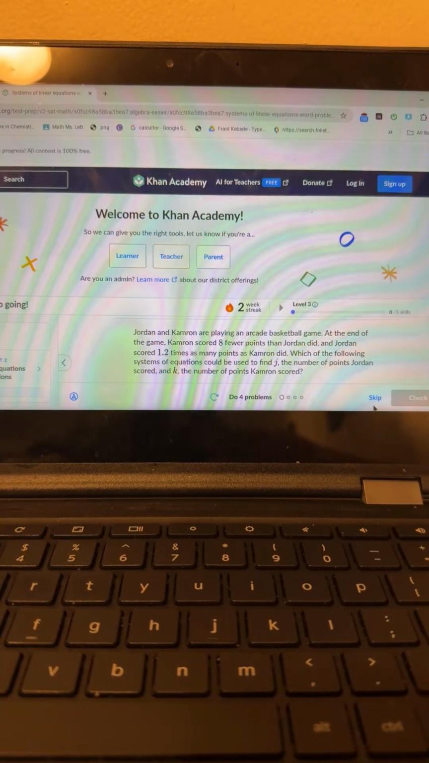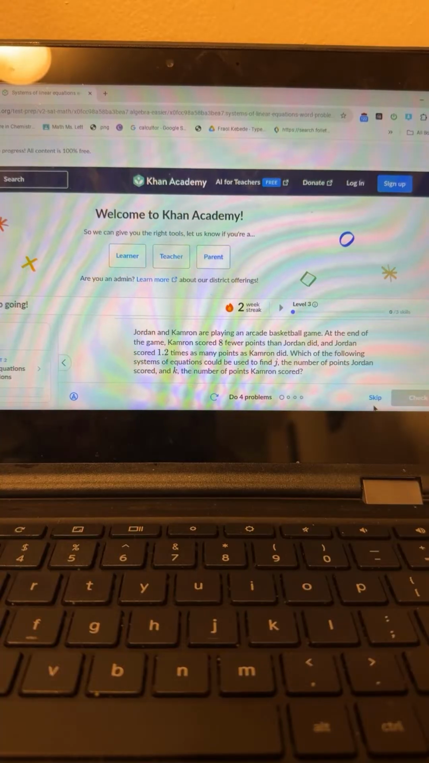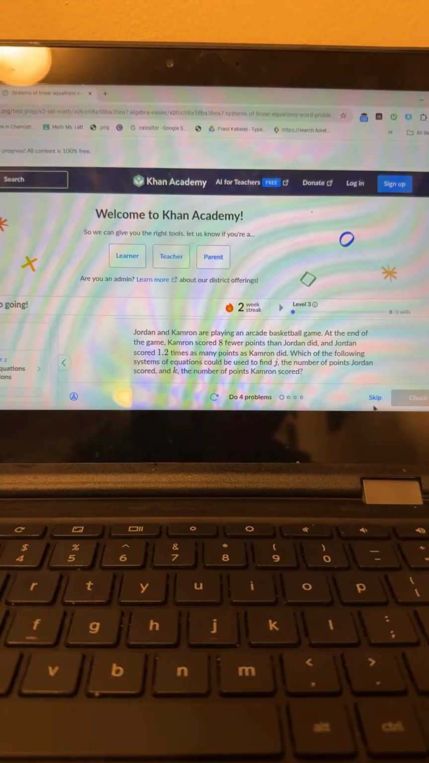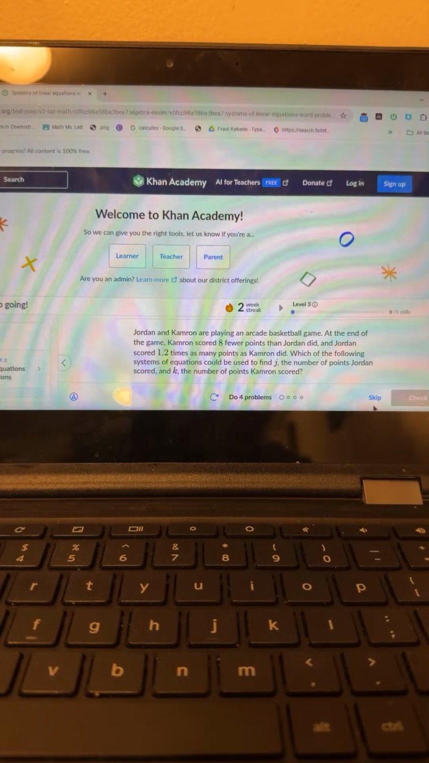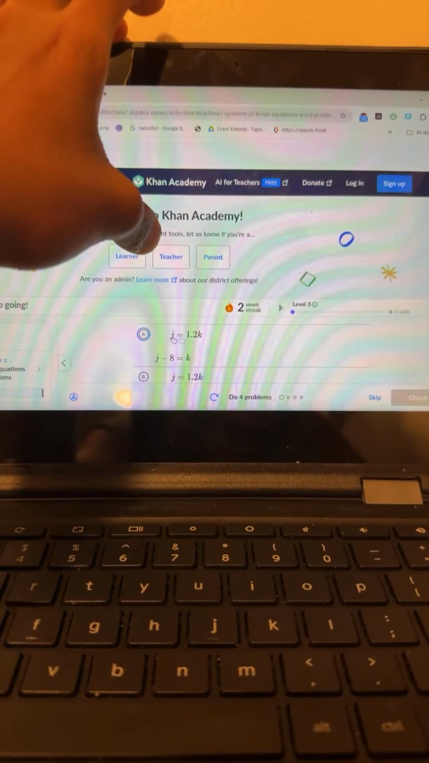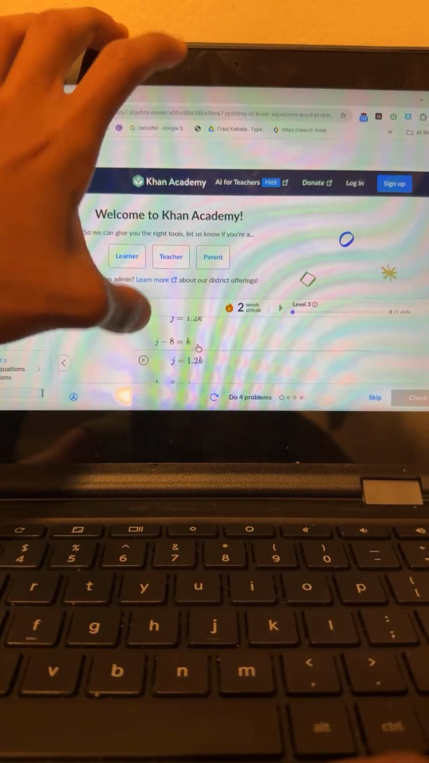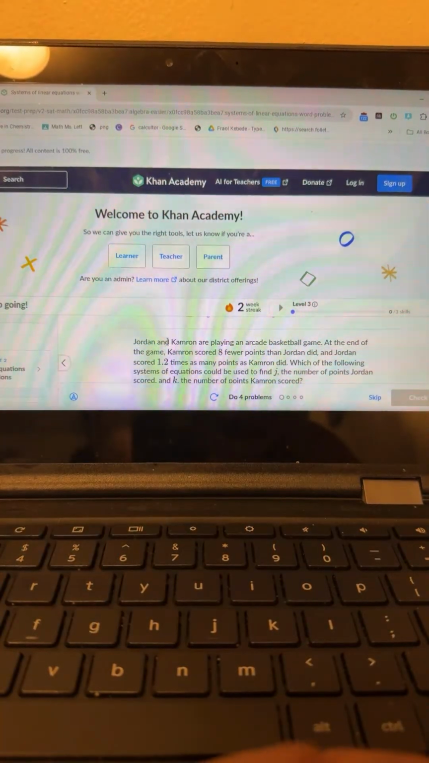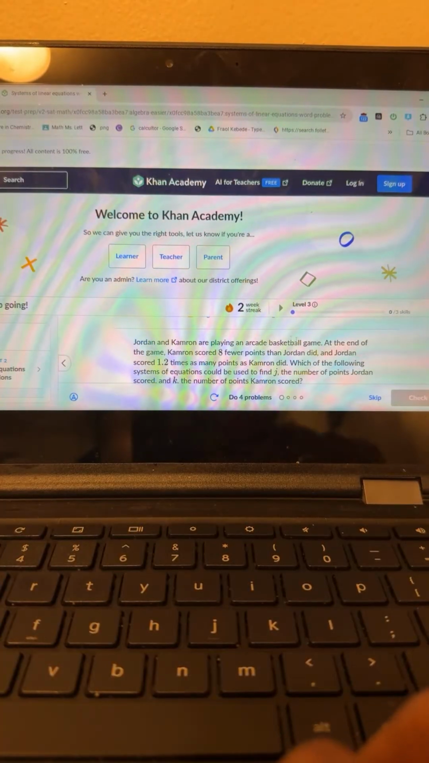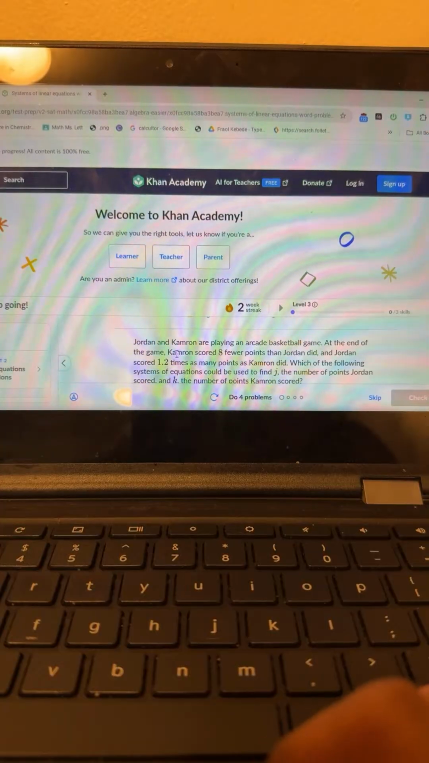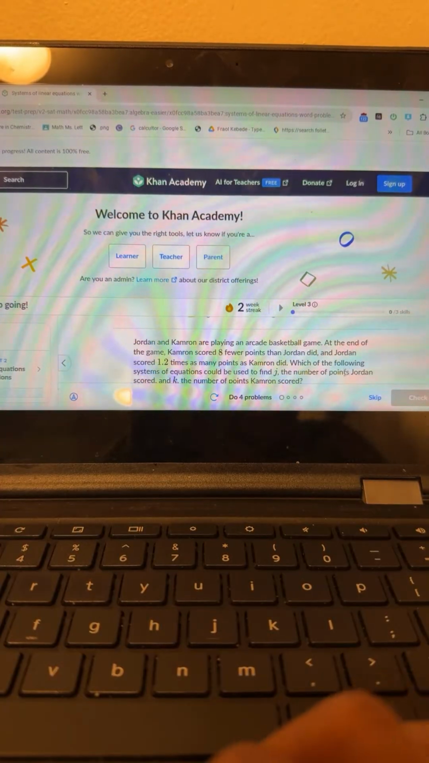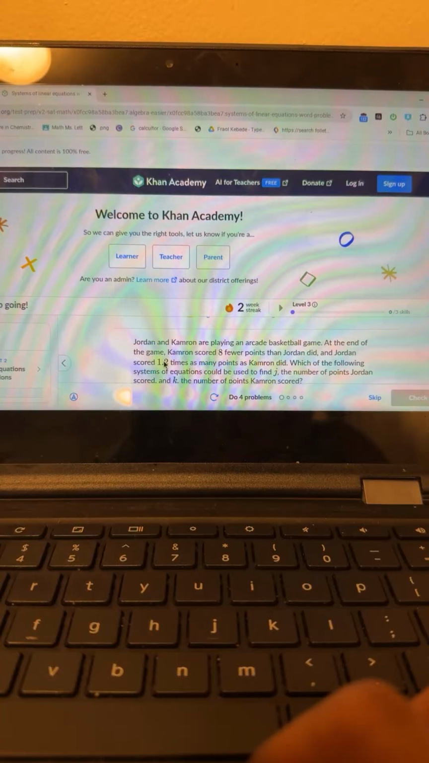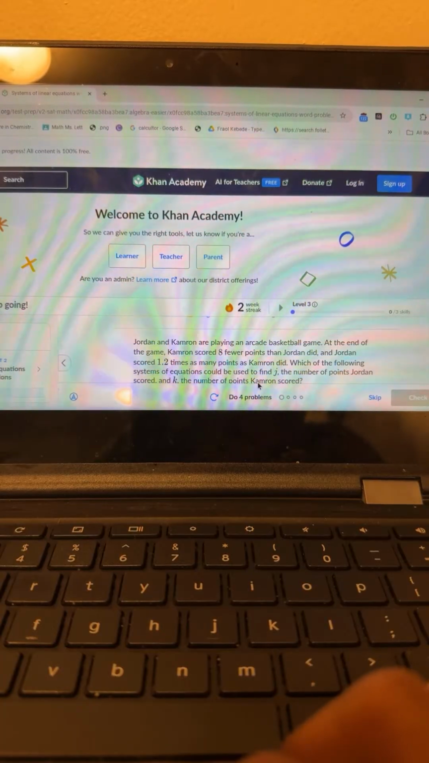statements of the equation could be used to find J, the number of points Jordan scored, and K, the number of points Carmen scored? I don't know, let's see. J equals 1.2K. Wait, Jordan and Carmen are playing an arcade basketball game. At the end of the game, Carmen scored 8 fewer points than Jordan did, and Jordan scored 1.2 times as many points as Carmen did.